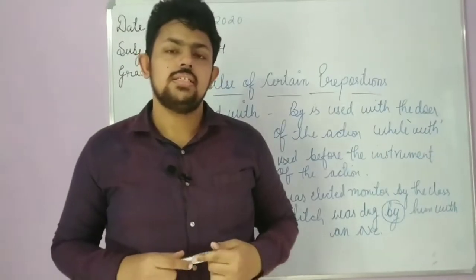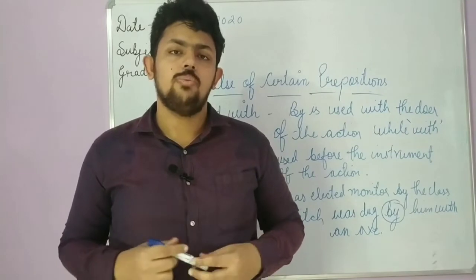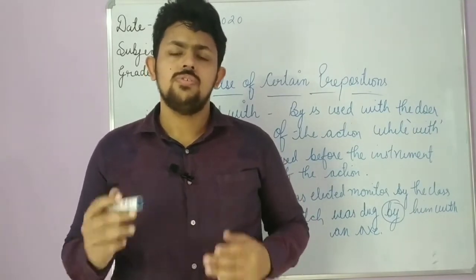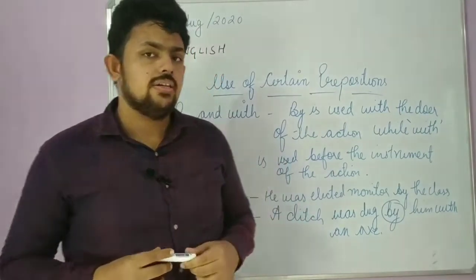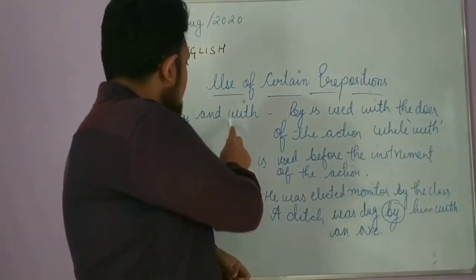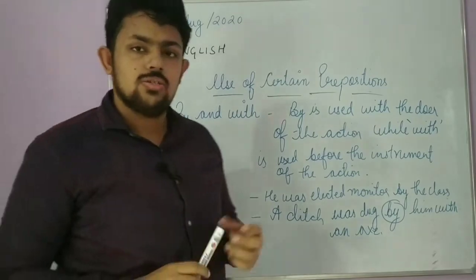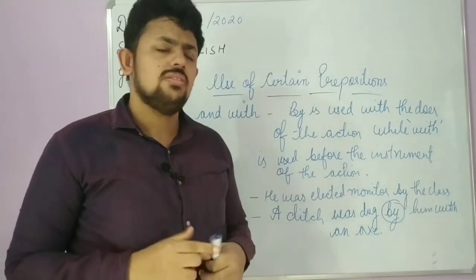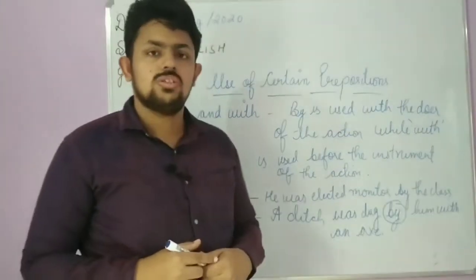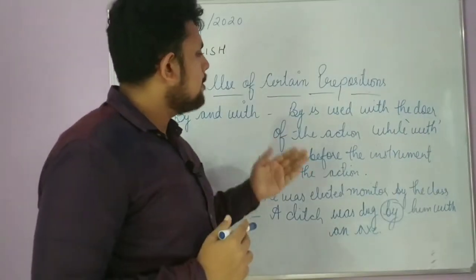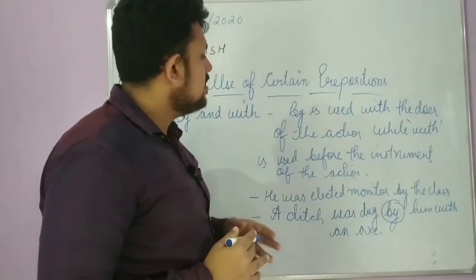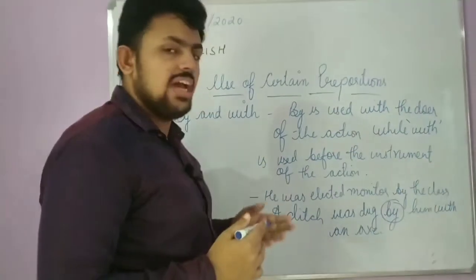Here is the second pair of prepositions that we commonly use. We will compare their use: by and with. These two sound very similar, so see what their uses are. By is used with the doer of the action.